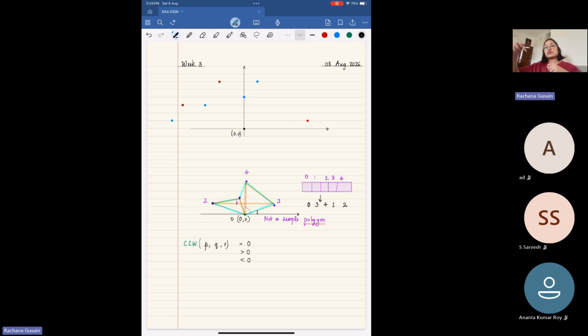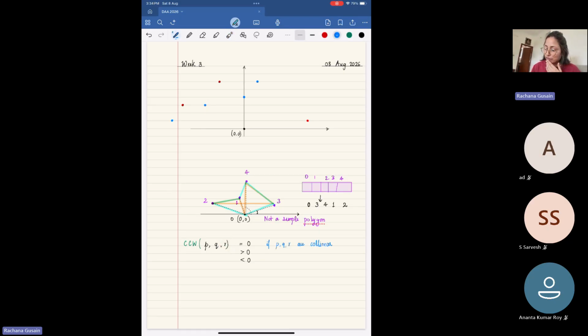If there are just 2 points, we know that they are always going to be collinear. Any 2 points, I can draw a line passing through them. But if there are 3 points, they also can be collinear. In that case, CCW is going to return me a value 0. So if P, Q, R are collinear, that is one case, and the other 2 cases are whether this point R is to the left or to the right of PQ.